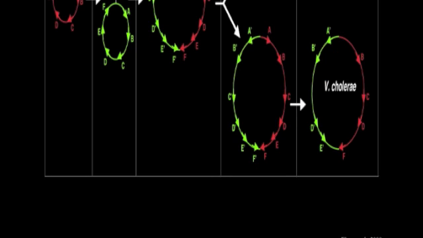So he suggested this model where, if you have an inversion that pivots around the origin of replication, the distance a gene is from the origin stays the same, but the side that it's on is not.